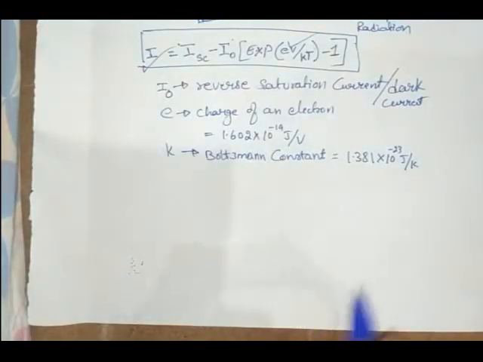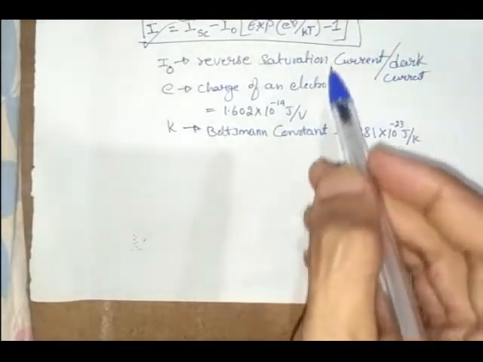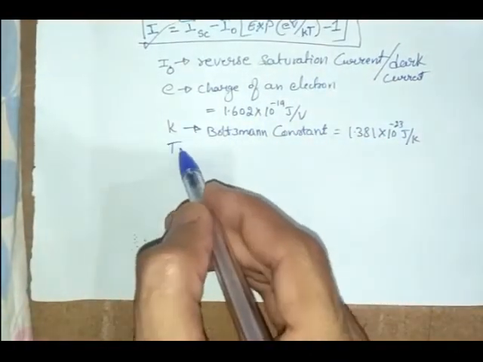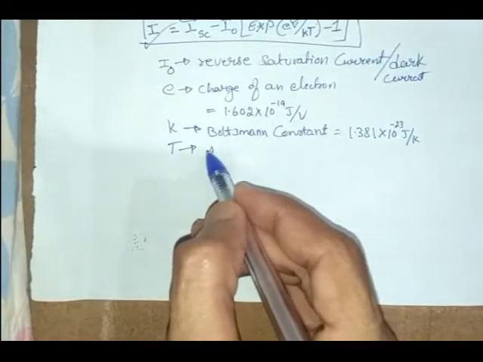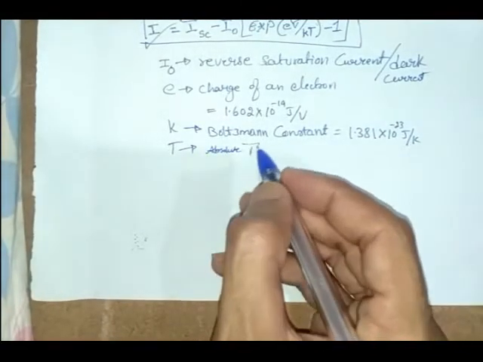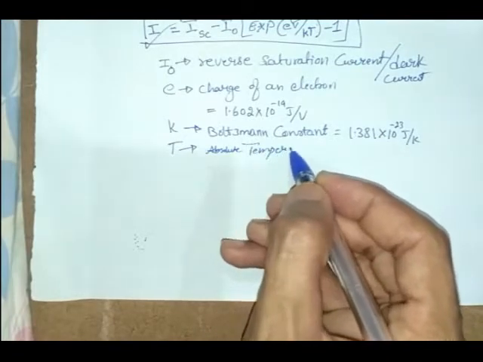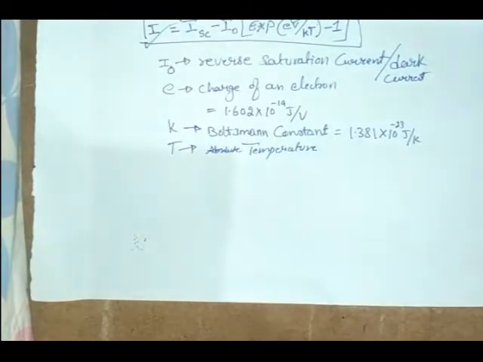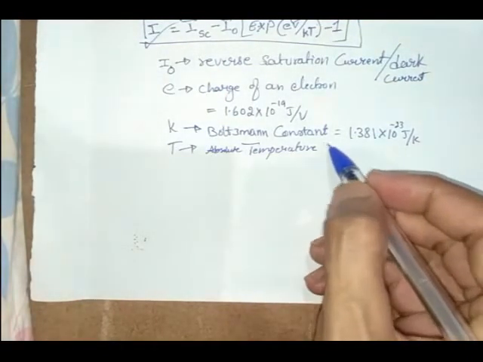Next we have T, that is nothing but temperature in absolute scale. T is the absolute temperature in Kelvin.